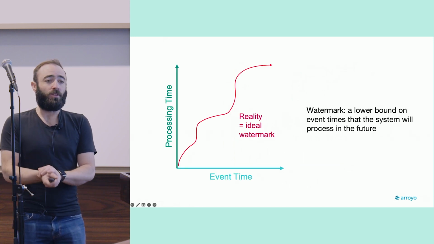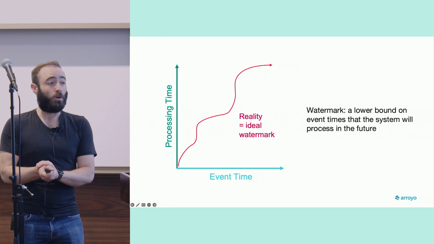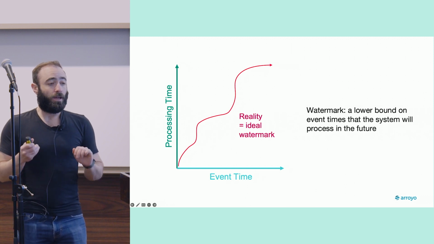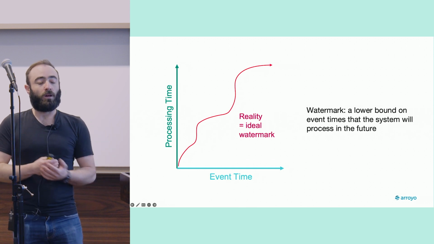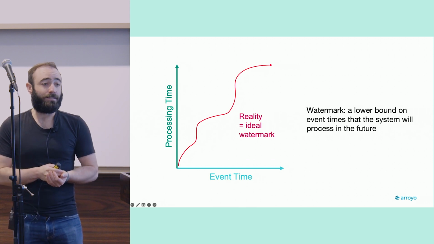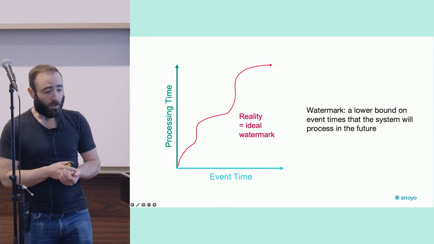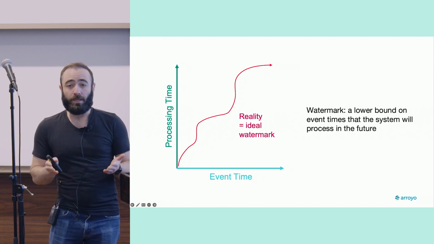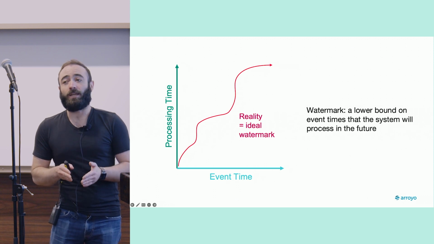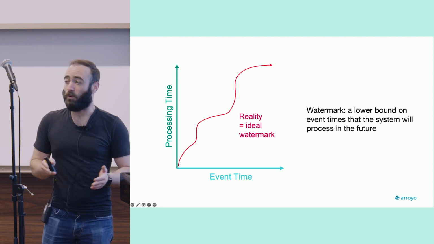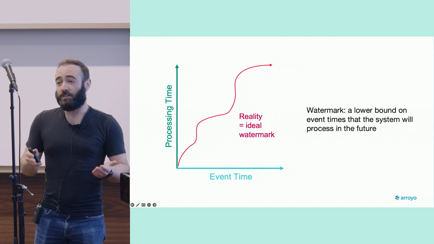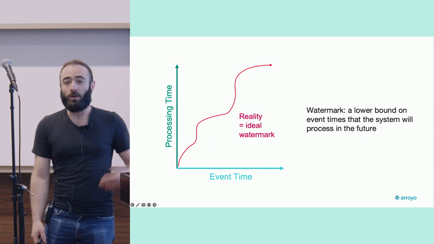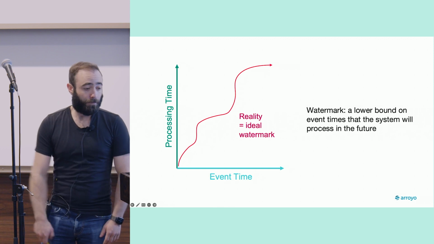So in order to deal with this, the dataflow paper introduced a concept called a watermark. A watermark is a lower bound on event times that we expect to see in the future. What this means is if we have a watermark for 12:01 p.m., then we do not expect to get any data from before 12:01 p.m. And that lets us compute our windows. Now we can close and compute any window that expires before 12:01.